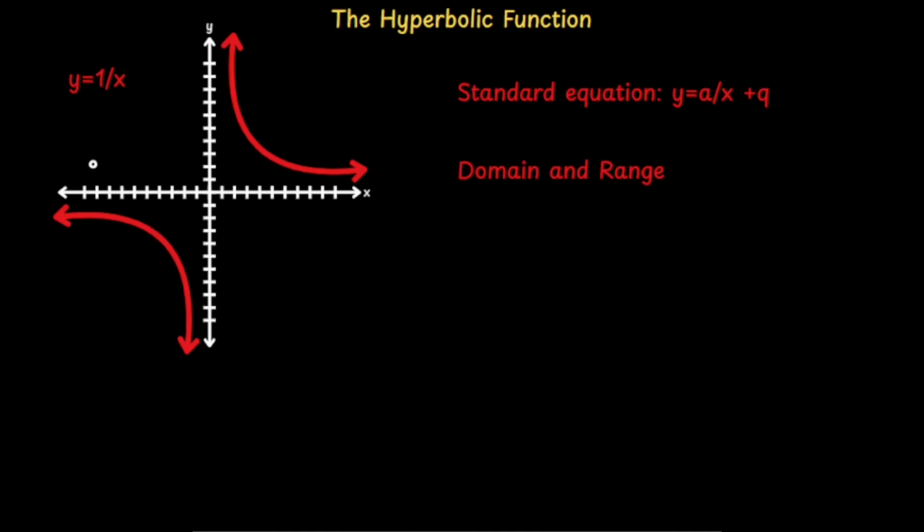Just for you guys to see it visually, I'm going to draw it in. So if my a value was negative, it would take the shape of the blue function on your Cartesian plane.